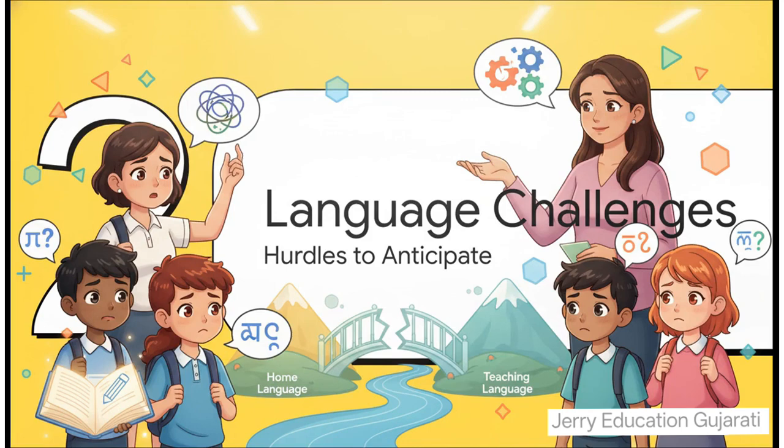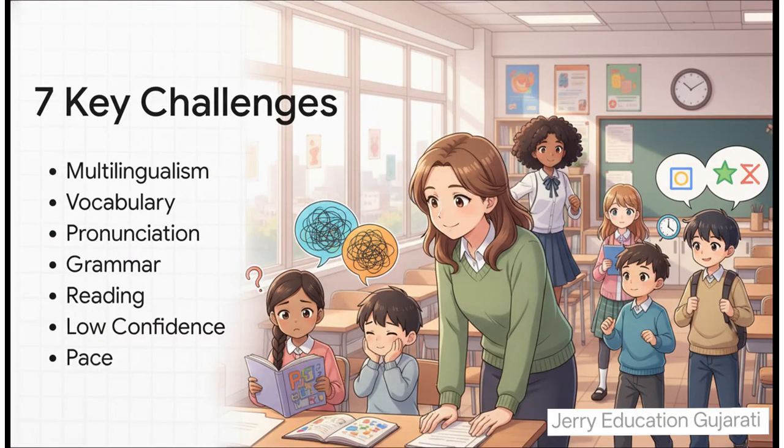Moving right along to Section 2, Key Language Teaching Challenges. According to the material, there are 7 big hurdles you need to anticipate. First up is multilingualism itself. When the language of instruction clashes with what a student speaks at home, you've got an immediate communication gap. And that naturally leads right into the second challenge, limited vocabulary. Then you start seeing pronunciation issues caused by mother tongue interference, grammar difficulties, and slower reading and writing speeds.